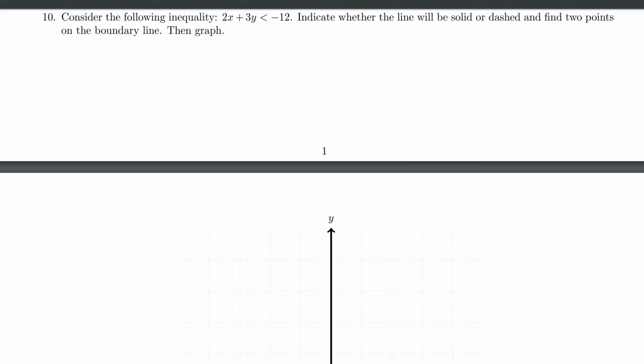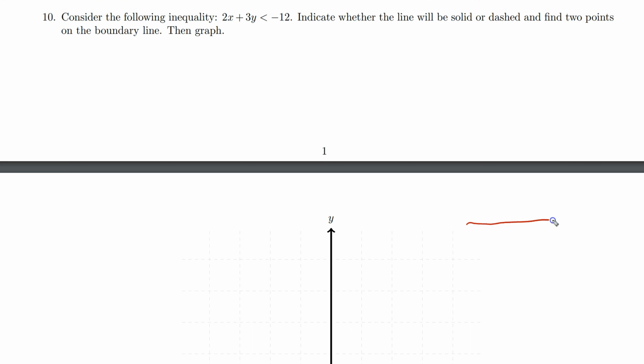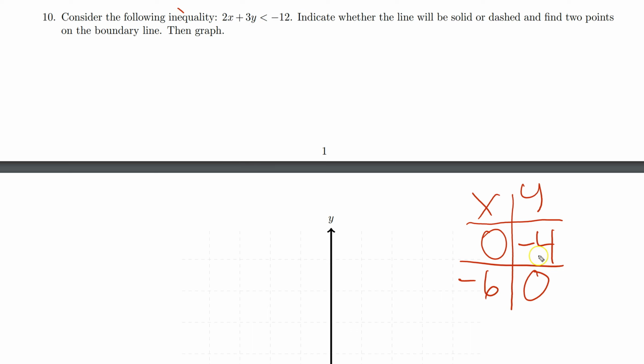So I'm going to use the x and y intercepts to get my points, because notice the 2 and the 3 go evenly into 12. So if x is 0, I'm going to divide the y by a 3, so that gives me a negative 4. And if y is 0 here, I'm going to divide both sides by 2. That will give me a negative 6. So I have my points.